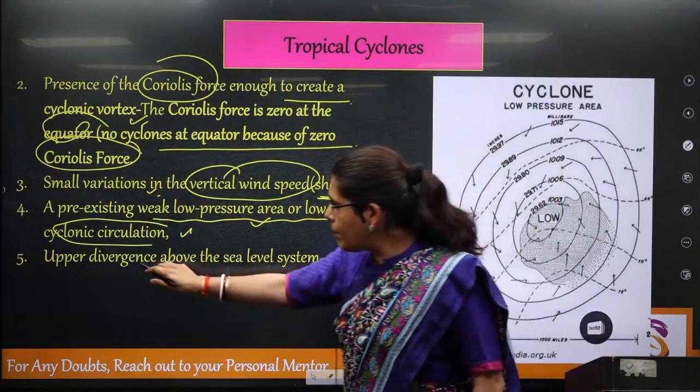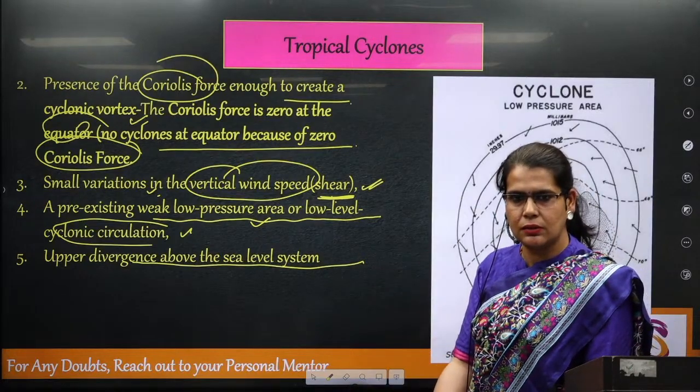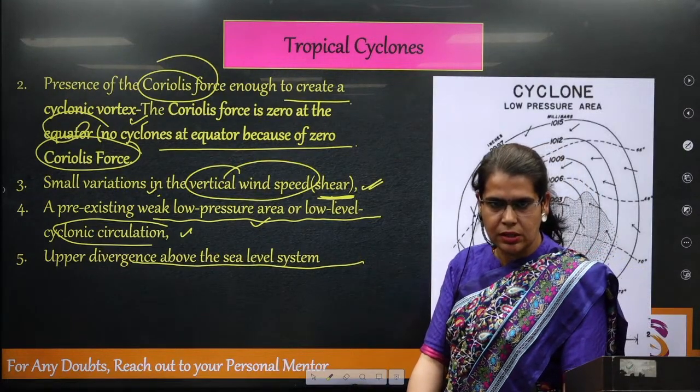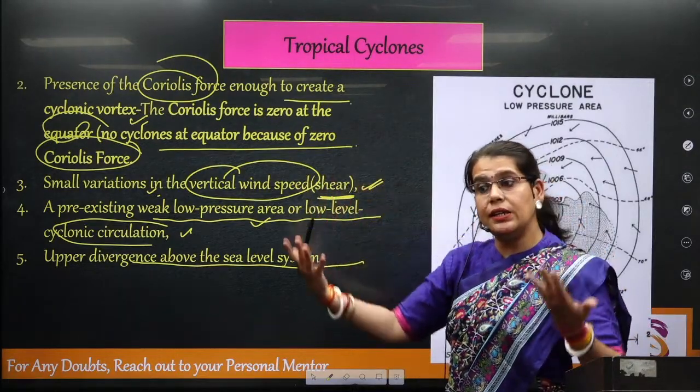Then upper divergence above the sea level, which is simple. Because here what is happening? Convergence. This is the convergence center, right? So upper air divergence should sustain the entire system.